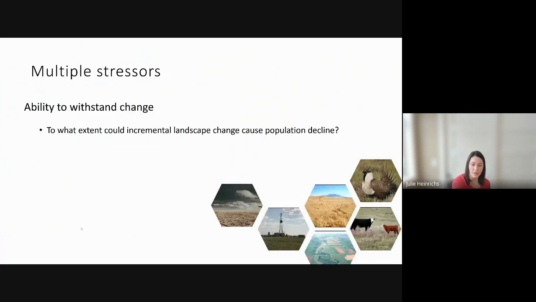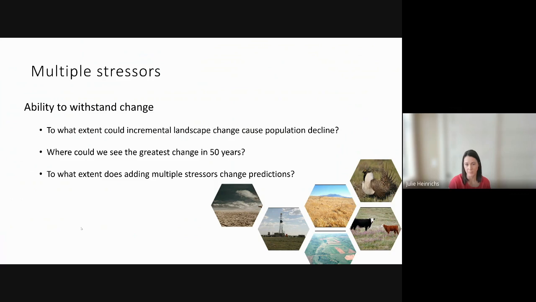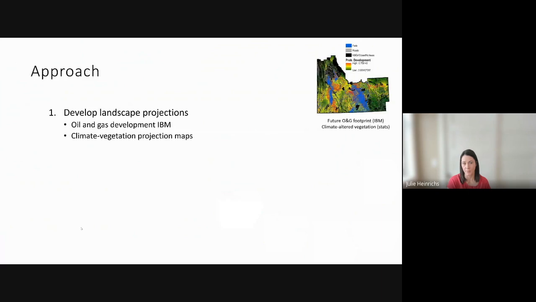So one of the questions we were interested in is, what is the potential range of abilities of this species to withstand change in its stronghold? To what extent could incremental changes cause population decline, and where might we see the greatest change in 50 years? And if we think of a couple of these things together, does that change our understanding of risk versus if we just look at one of these independently?